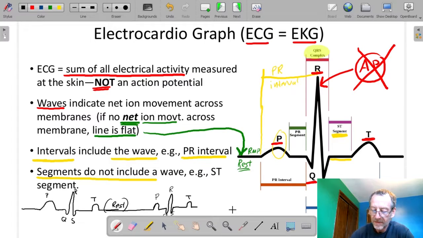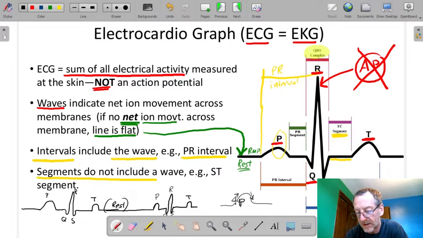Another thing to note is that on the R wave, so let's just take a look at this for a moment. So here is the P wave. Remember that this is not an action potential. So it won't be helpful to view this rising phase as depolarization and this is repolarization. That is not the case. All we're saying is that during the P wave, ions are moving.